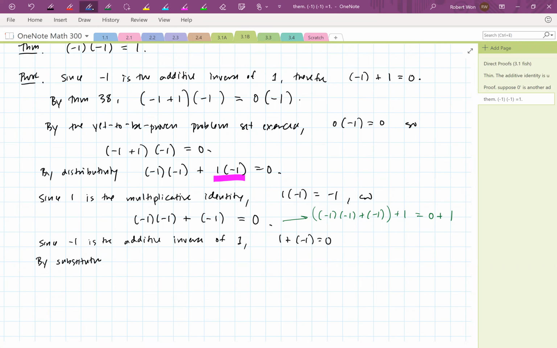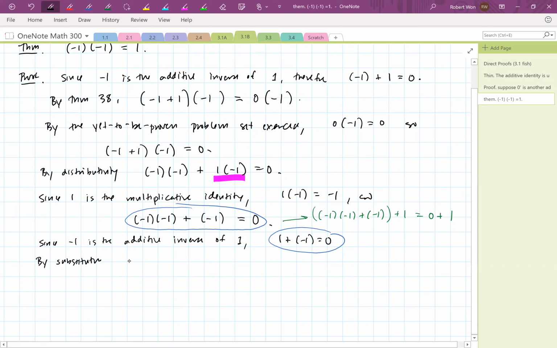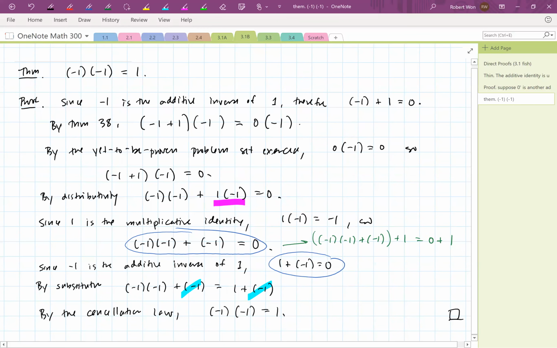All right, so look here, 0 is equal to this, so I can plug it into this equation. By substitution, -1 times -1 plus -1 equals 1 plus -1. I just substituted in that different expression for 0. And now what's nice is I can use the cancellation law. The cancellation law allows me to cancel these two things. So now by the cancellation law, -1 times -1 equals 1. So if you multiply the additive inverse of the multiplicative identity by itself, you get the multiplicative identity.